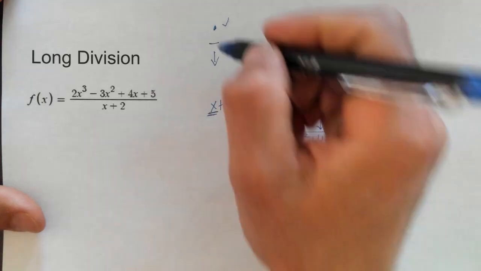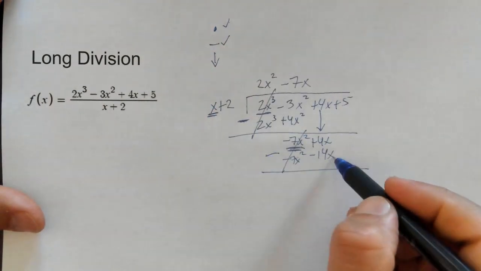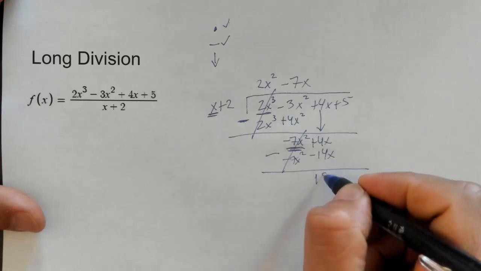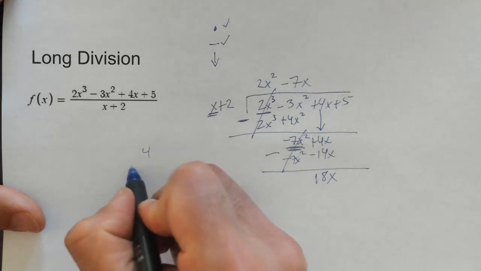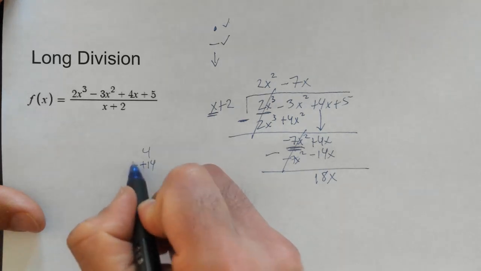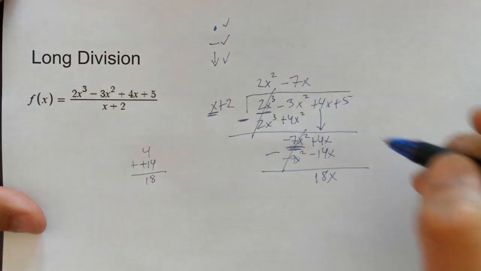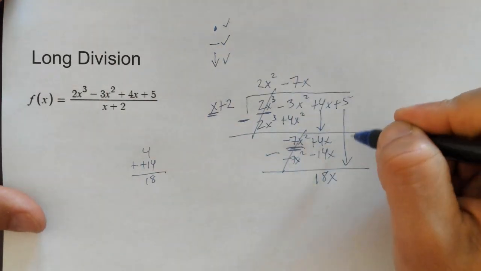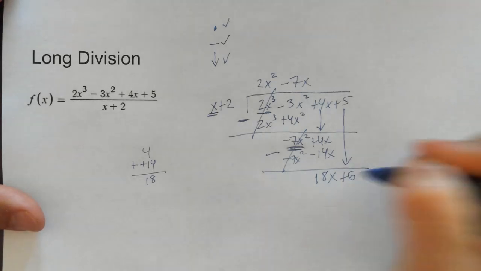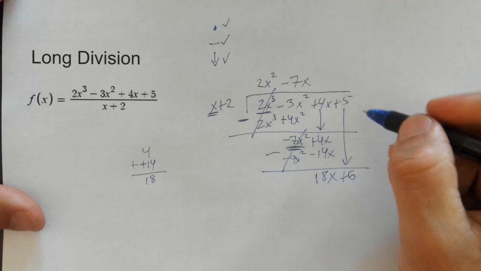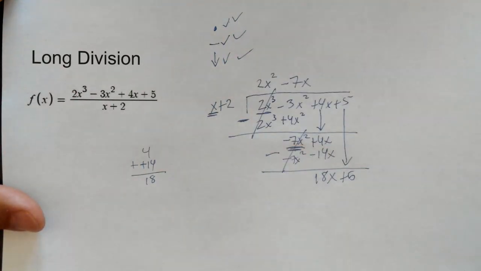And when we subtract, which is the next step, these cancel, but 4 minus negative 14 turns into a plus 18x. 4 minus negative 14 is plus. That's how I got the 18. And then after subtraction, we bring down the next term. And since this is the last term that we're bringing down, whatever's left over is my remainder. I'm done with this process whenever I finish bringing all the terms down.